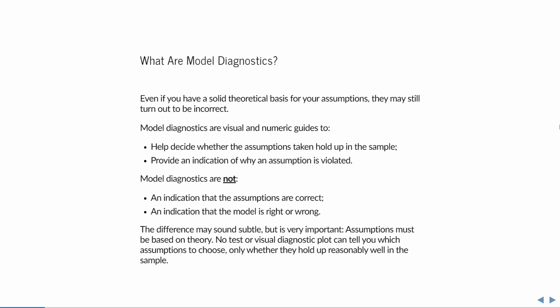Model diagnostics are often confused for things that they're not. For example, you cannot conclude that your assumption was correct based on model diagnostics, because you have no evidence for this. And you can also not decide that a model is right or wrong. It can still be misspecified, even though it meets the assumptions. The difference may sound subtle, but it is important. Assumptions have to be based on theory. No test or visual diagnostic can help you decide which assumptions to choose, only whether the assumptions that you find reasonable actually hold up in the sample.